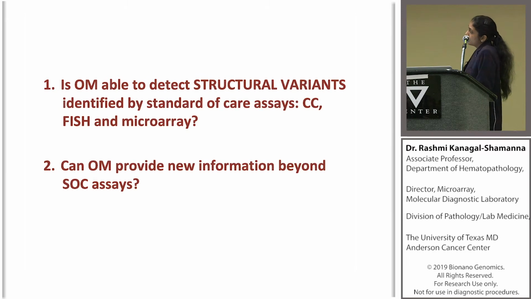So in order to address that, we performed a pilot study, and we had two different questions. So the first question is, is optical mapping or whole genome imaging able to identify the structure variants that we are able to detect by the current standard of care assays, namely conventional cytogenetics, FISH, and microarray? And the second question is, since whole genome imaging is actually de novo assembly of the cancer genome, and it could potentially uncover cryptic translocations or cryptic abnormalities, is it able to provide new information beyond the standard of care assays that could potentially impact treatment?